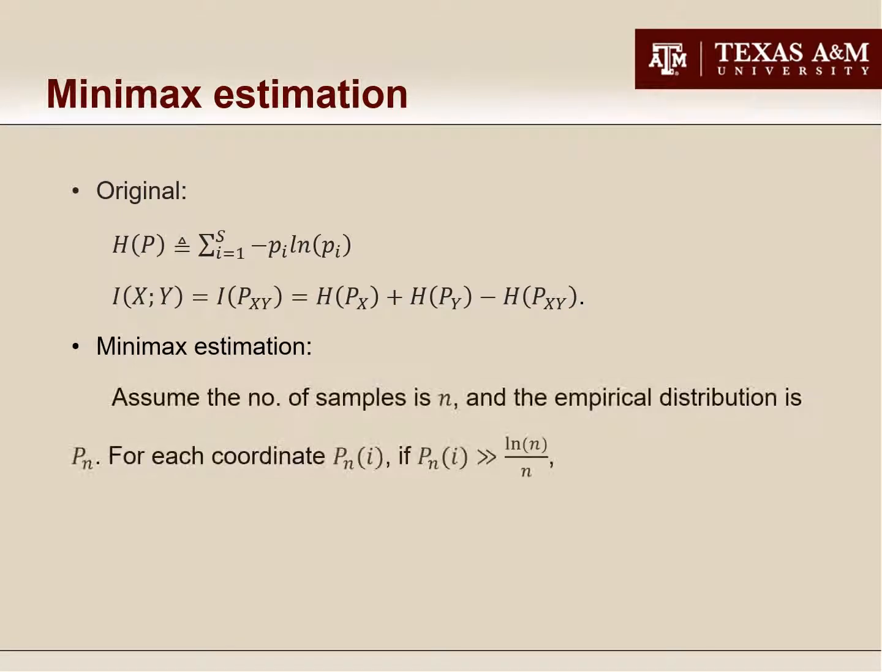Before the computing, we assume that the number of samples is n and the empirical distribution is P_n. And then we can compute for each coordinate: if P_ni is much larger than ln n divided by n, then we use minus P_ni ln P_ni plus 1 divided by 2n to estimate minus p_i ln p_i.